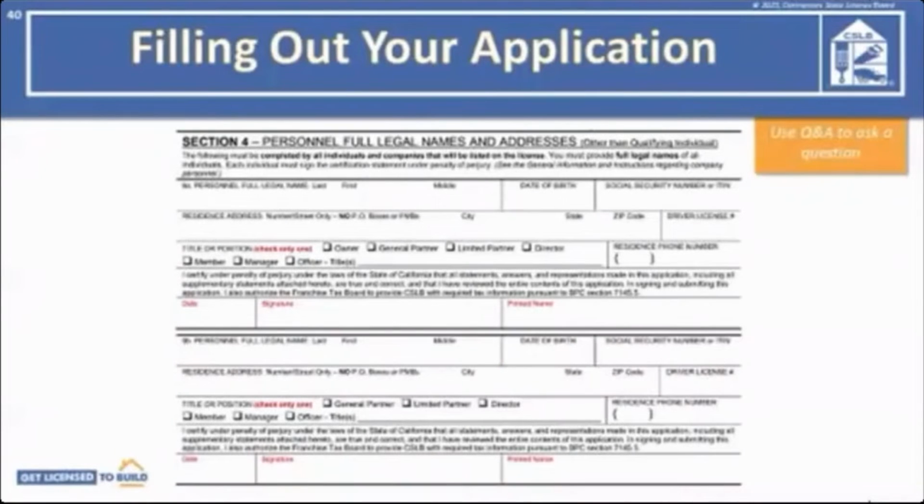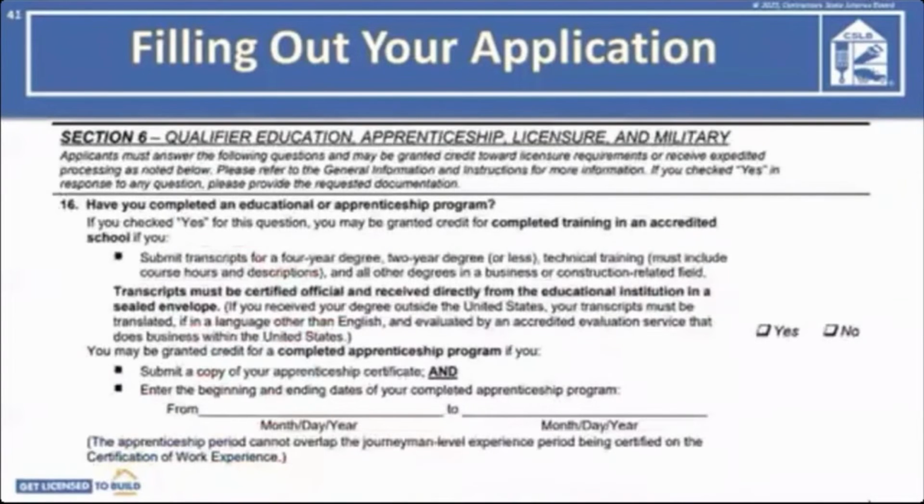Section 5 is a series of yes and no questions, so we're not going to cover those here. Section 6. Qualifier education, apprenticeship, licensure, and military. You may be granted credit towards the 4-year experience requirement based on your education. Question 17 asks if you have completed an educational or apprenticeship program.